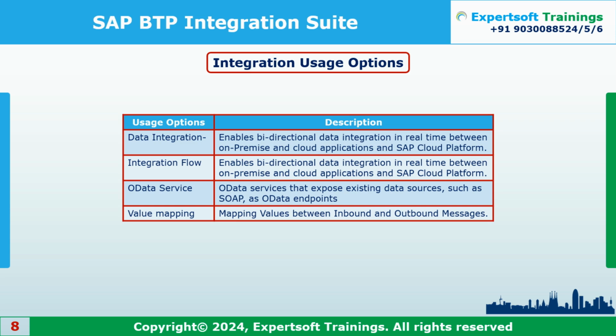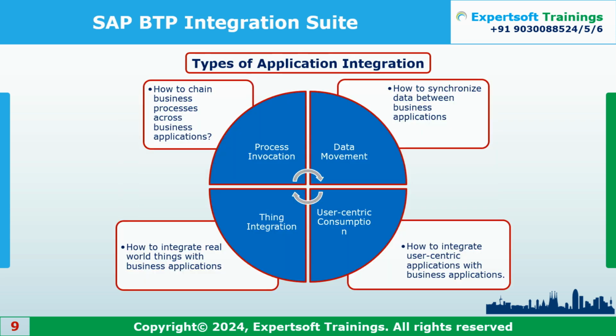And types of application integrations. First is process innovation, data movement, and user-centric consumption, then thing integration. So this is nothing but what type of applications we can invoke into cloud integration, and we can generate the requirement of a client in a smooth way. So that can be suggested here.